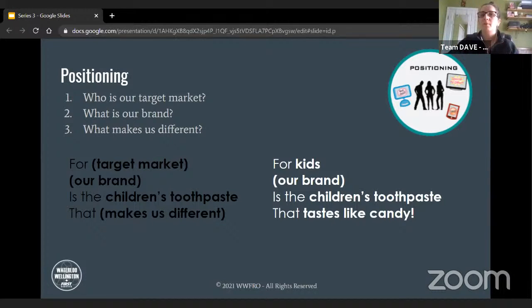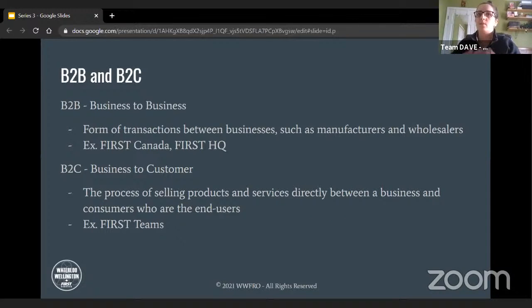So moving away from STP, I just want to do one quick talk about what B2B and B2C mean. So B2B means business to business. It's the form of transactions between businesses, such as manufacturers and wholesalers. So for example, the business to business for us would be FIRST Canada and FIRST HQ to us. So we are a business and they are a business, and they are giving us the ability to do things like the Recharge Your Bot challenges last year, competitions and all that stuff. So that is a business to business transaction.